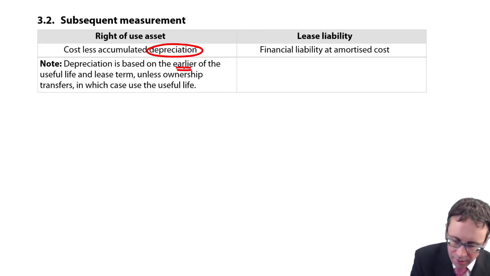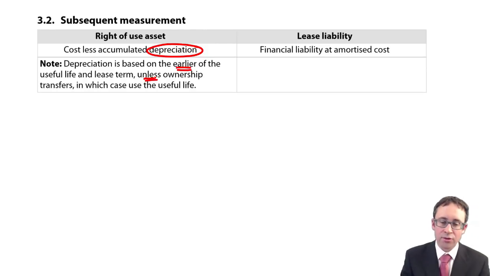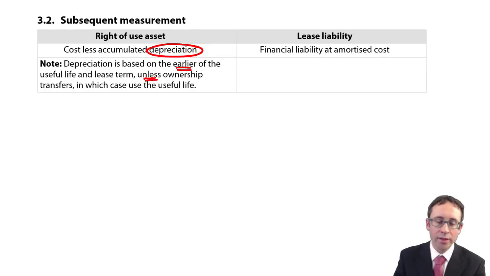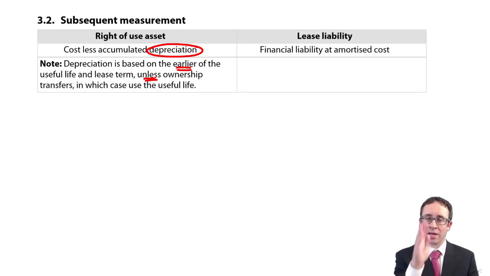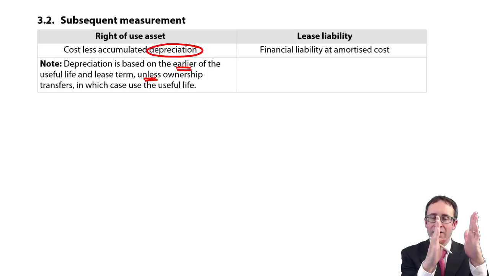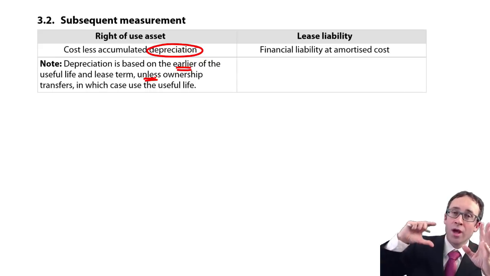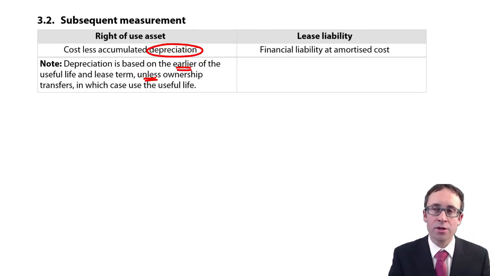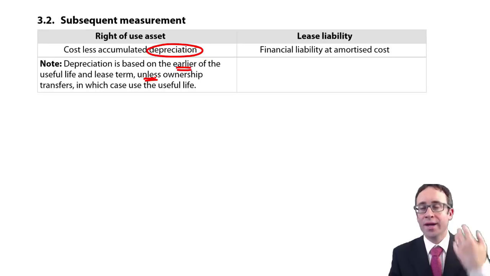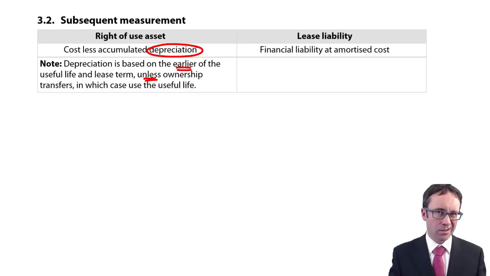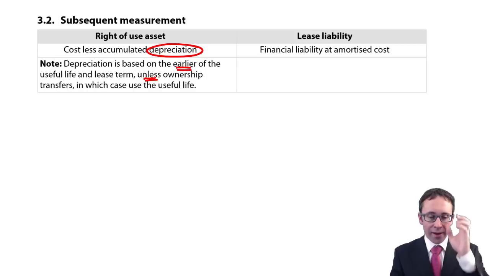Again, just be careful. There is a caveat, unless ownership transfers, in which case we will always use the useful life. So let's just say that the lease term is shorter than the life of the asset. If we have the option to buy and ownership transfers, we're not going to depreciate it over the lease term, which is shorter. It will be the useful life, because we are going to buy the asset and we are going to use it over that prolonged period and therefore get the benefits. Just be on the watch for that.